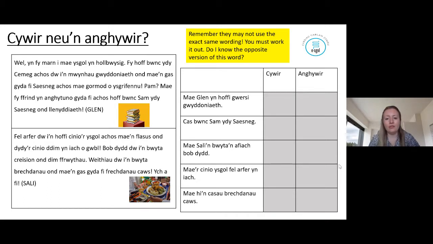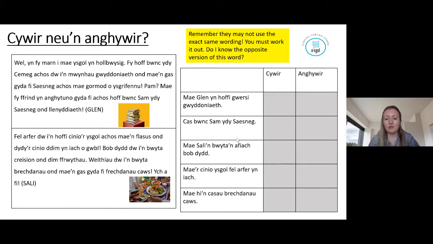The third one down, mae Sally yn bwyta'n afiach bob dydd. Sally eats unhealthy food bob dydd, every day. Now, once again, what I would advise here is looking for bob dydd in the text. And if we look at Sally's second line, she says, bob dydd dwi'n bwyta creision, ond dim ffrwythau. So every day she eats crisps and no fruit. So you need to decide now, is that statement correct? Does she eat healthy food? Well, no, because she eats creision. She eats crisps. She doesn't eat fruit, she just eats crisps. So I would say she eats unhealthy foods. That would be cywir, okay? Because every day she eats these foods, but no fruit.